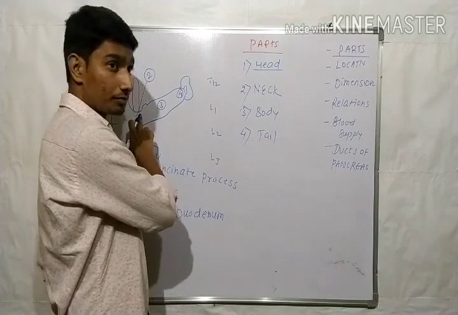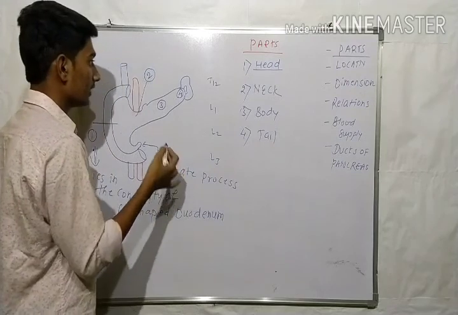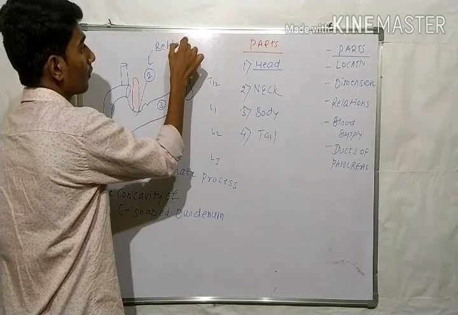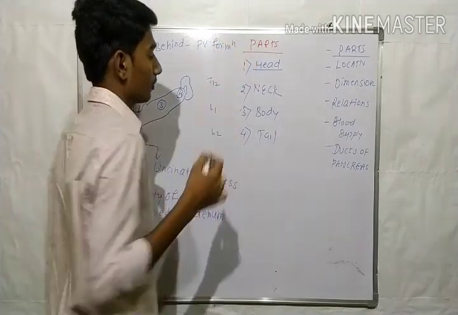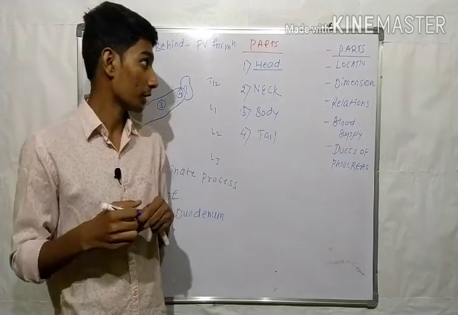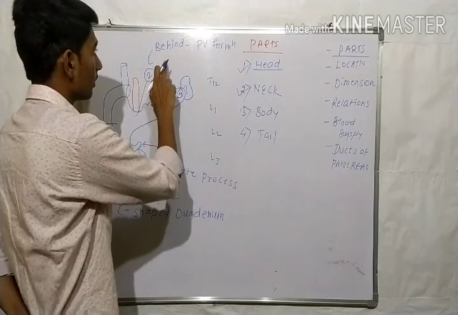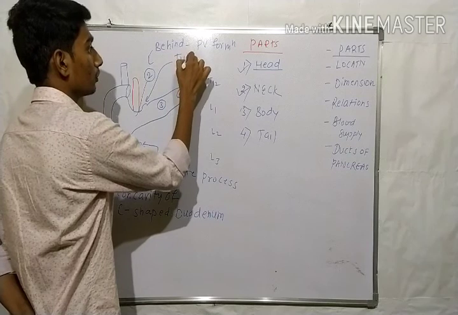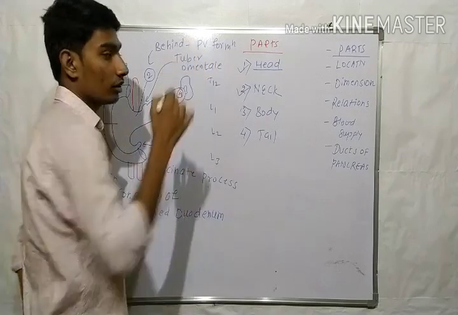This is neck, and behind the neck of the pancreas there is a portal vein formation. Okay, this is about head and this is about neck. And neck also has one process. This process is known as tuber omental.